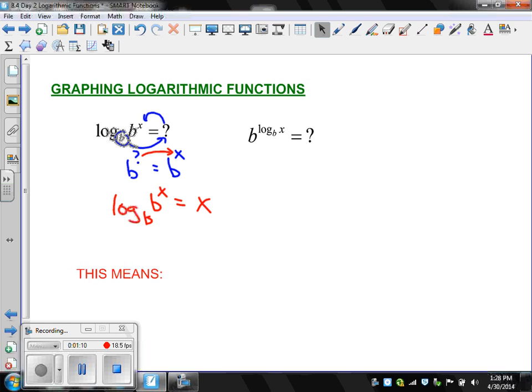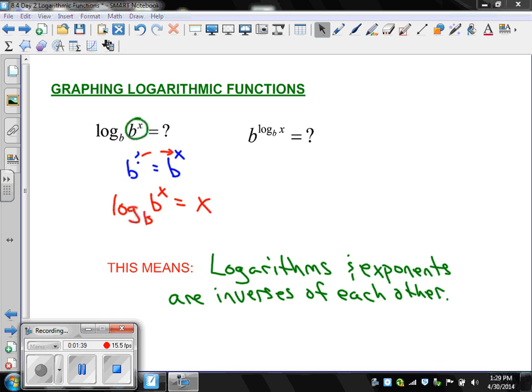So what does this mean? Well, what this means is that logarithms and exponents are inverses. Because look at what we're doing here. I'm raising b to the x, and I'm asking what is the exponent that I raise b to get b to the x. I know it's almost like a little tongue twister, but just believe me when I say that logarithms and exponents are inverses of each other.